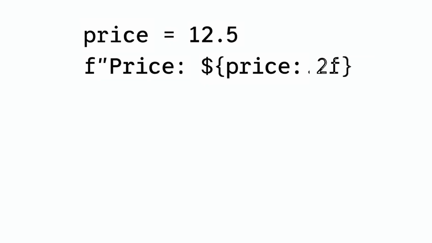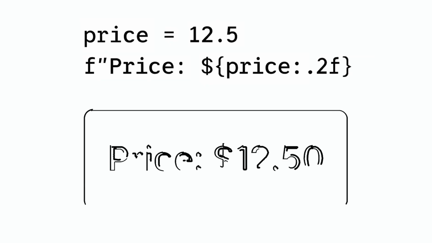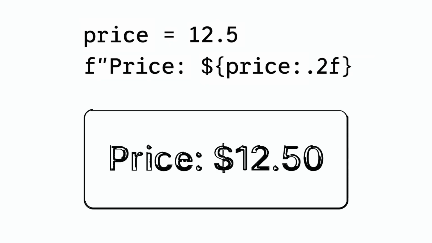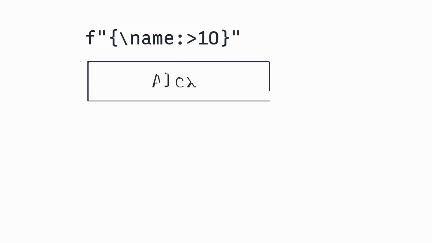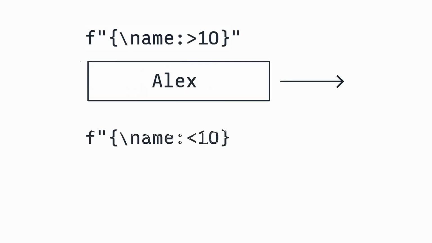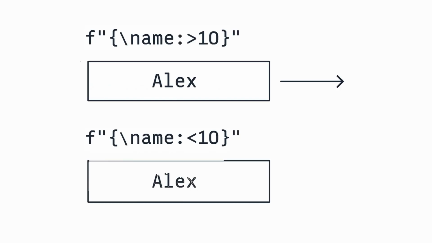Now let's look at formatting options. Inside the braces, after a colon, you can give a format spec. For numbers, price = 12.5. f"Price: ${price:.2f}" shows 2 decimal places. For alignment, f"{name:>10}" makes the name right aligned in a field of width 10. f"{name:<10}" makes it left aligned.